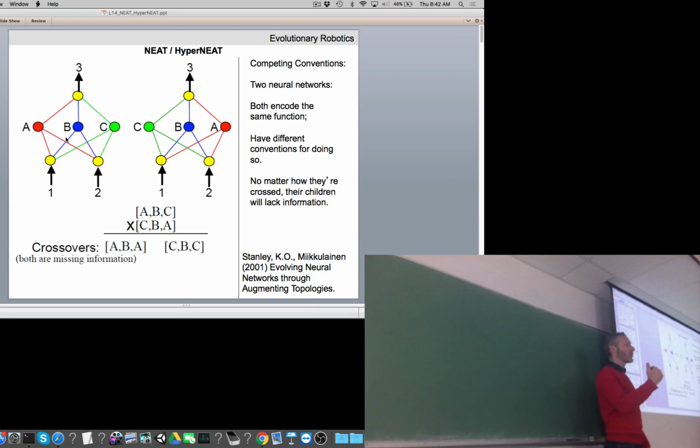Remember back to the XOR network, it doesn't matter whether a network computes OR using neuron 1 or neuron 2, or vice versa, right? It doesn't matter as long as one of the hidden neurons is computing one of the necessary subfunctions. So they're both doing fine, but they have competing conventions, much like a PC and a Mac, right? They both sort of have the same functions.